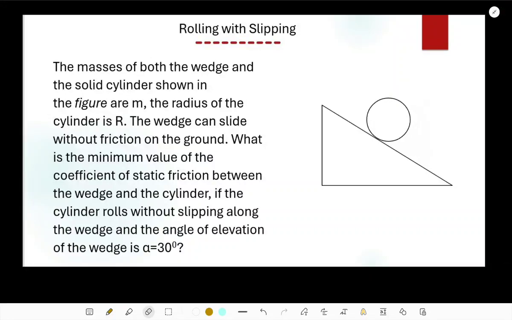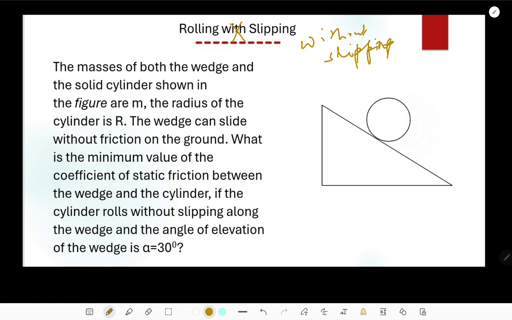And welcome. You can see one of the simplest problems of rolling with slipping or rolling without slipping. This is basically not the case of rolling with slipping. I think this is rolling without slipping. Let's read the statement of the problem and you will see by yourself.